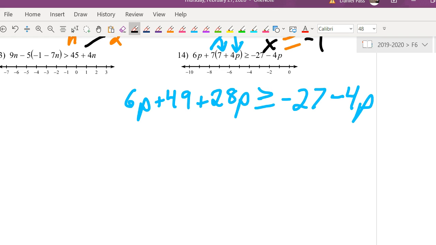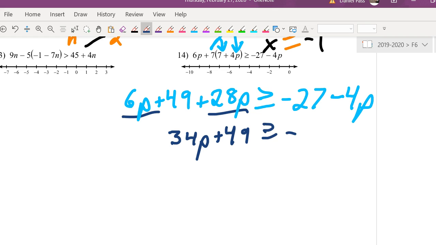Alright, so anyways, any questions about that first step? No, sir. Okay. Now what? Combine like terms. Okay, what is it? 6p and 28p, what do we get? 34p. Careful with your additions.